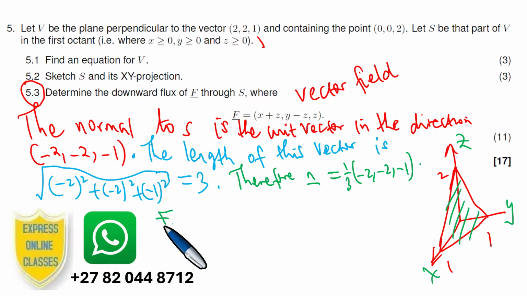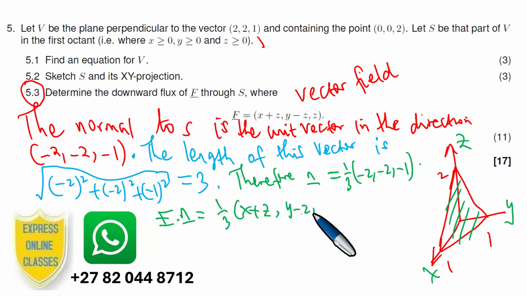So that you have F dot N. And then now if you have F dot N, you want to find the outward flux. Right, so you dot this one with the vector field. And now you can take out the 1/3 as a common factor, and then dot the vector field, which is x plus z, together with y minus z, and also with z. You dot it with this one: minus 2, minus 2, minus 1.